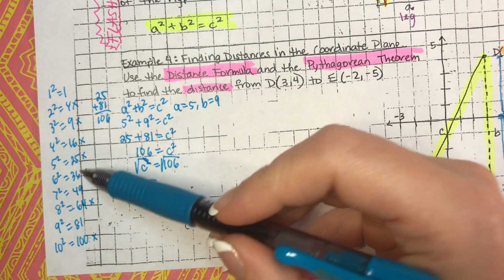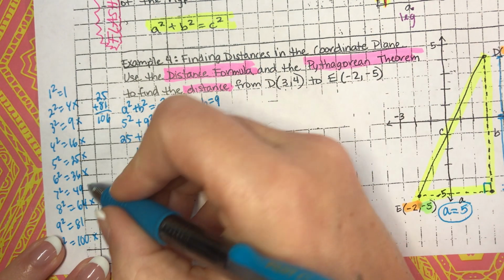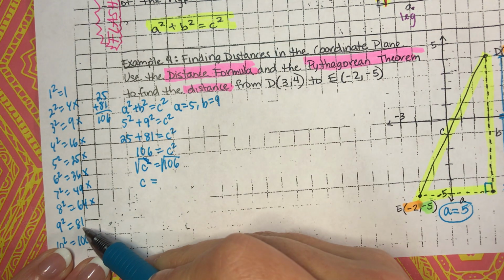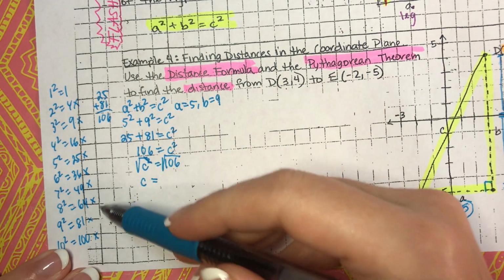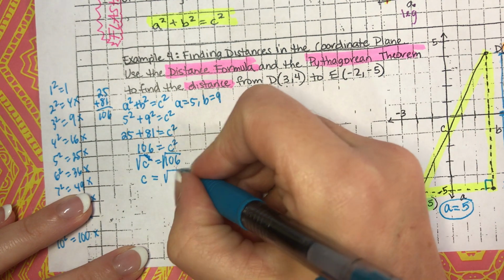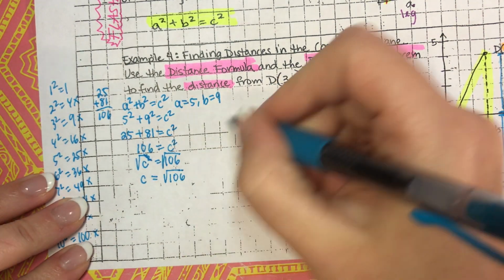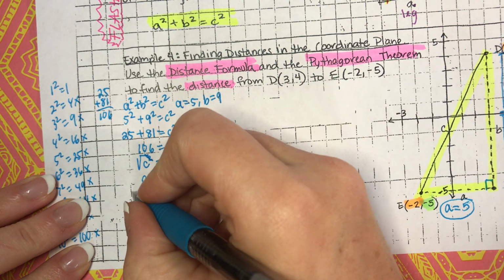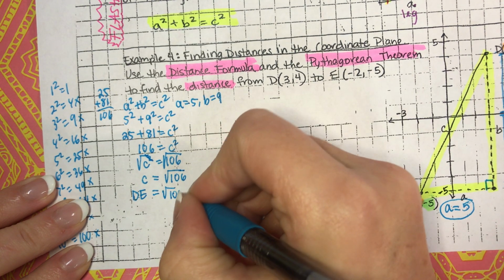49 plus 49 is going to be 98, so that's not going to work. And then 81, nope, 81's not going to work. So really, none of these squared numbers are factors of 106, which means this is the exact form, the square root of 106. So that's our C, which means that the distance of DE is the square root of 106.